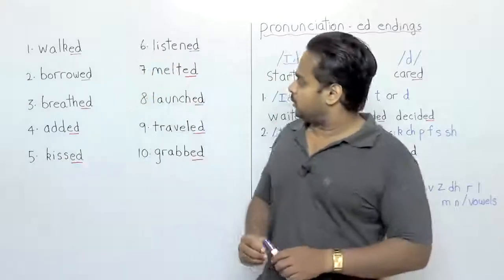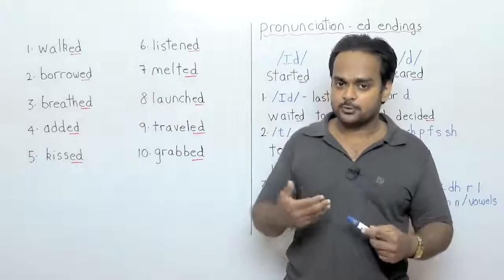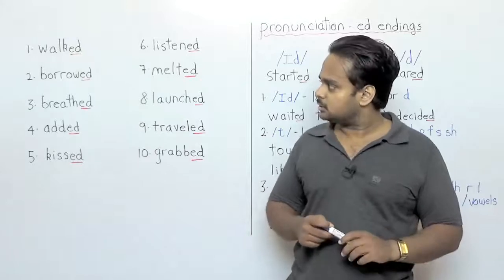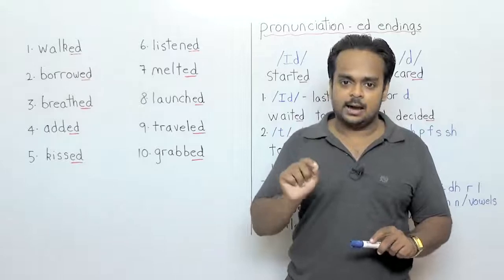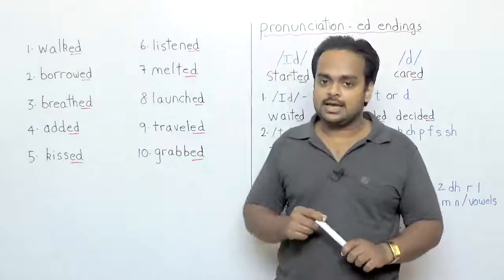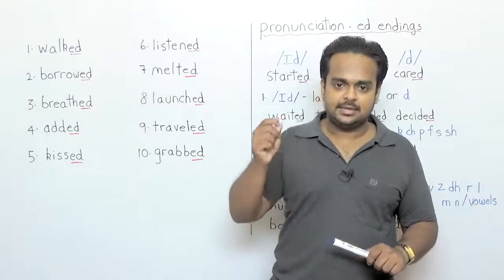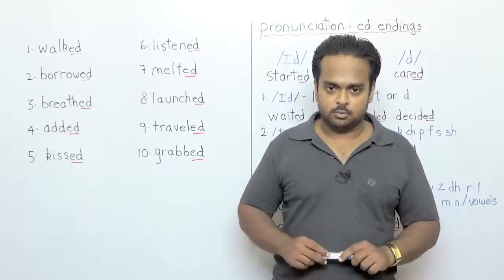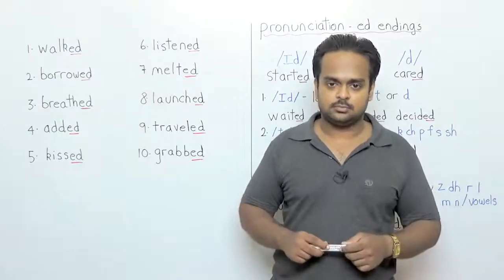All right, over here I have 10 words, and I'd like you to come up with the pronunciation of the ed ending. To do this, take a moment and in each word identify the last sound. Okay, for example, in the first one, the last sound is k. And then think about whether you would use id, t, or d. All right, if you need, pause the video here for a moment. Think about your answers, and then I will give you the answers.